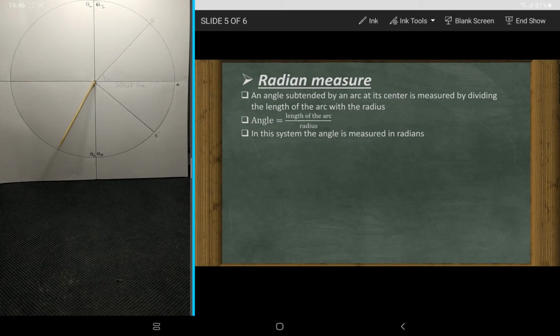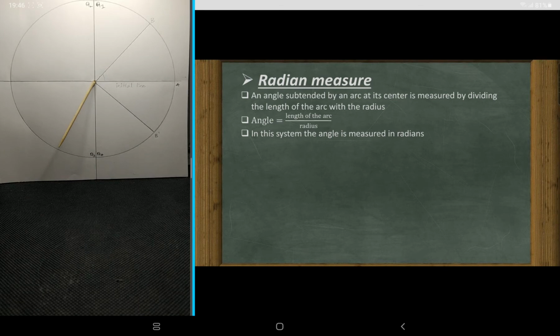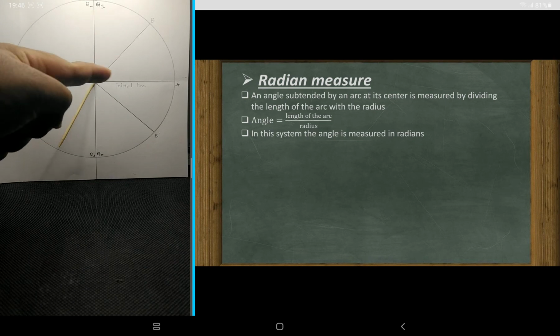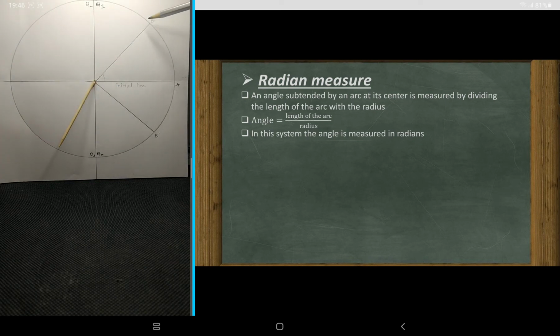Like for length we have meters and kilometers, in angle we have different units, degrees and radians. If you want that angle in radians, you are supposed to divide this BA length with OA. Then in this system the angle is measured in radians, as I already told you.